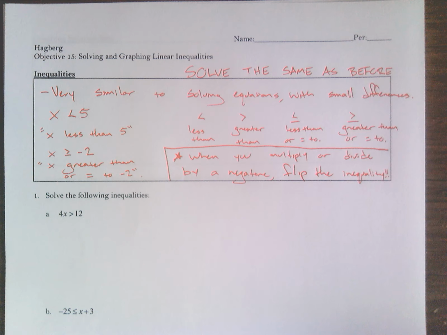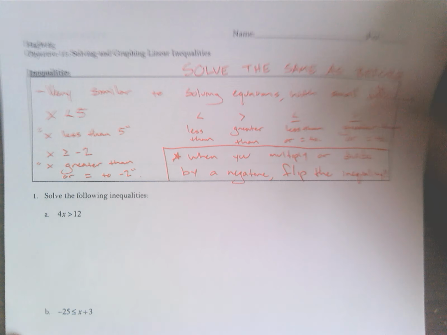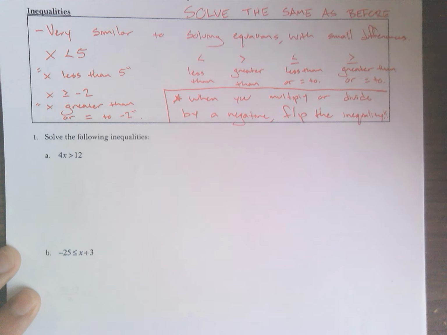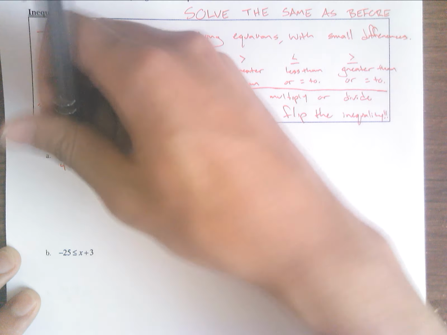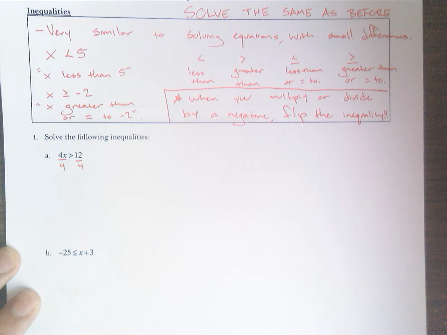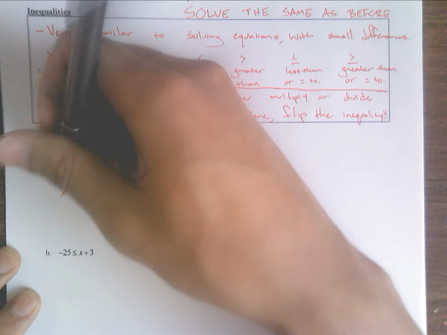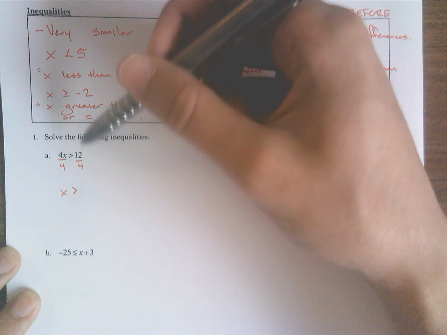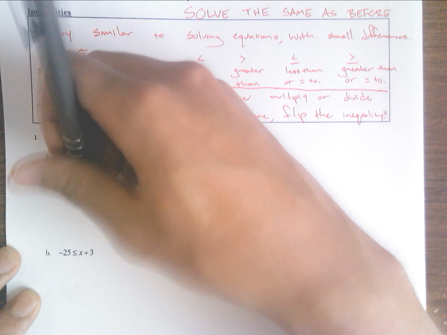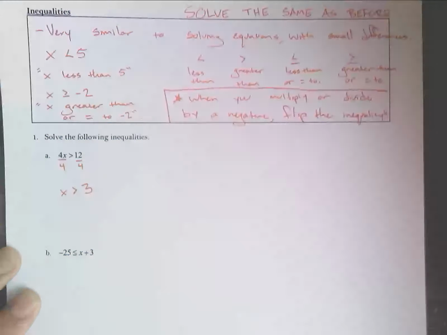Looking at this first one, we have 4x is greater than 12. We're going to solve this just like we would an equation. In order to solve for x, we need to get it by itself, so we divide both sides by 4. Instead of equals, we're going to say greater than. 12 divided by 4 is 3, so we have x is greater than 3. That's our solution.